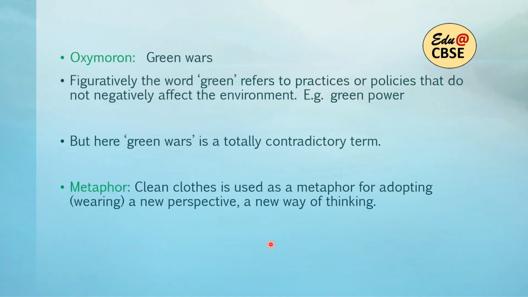Next, oxymoron. Now, green words is an oxymoron. Figuratively, the word green refers to practices or policies that do not negatively affect the environment. For example, green power means safe power, healthy power. But here, when it is written green words, green symbolizes something healthy, something safe, but war is totally opposite. So green words is a totally contradictory term. Now next, metaphor. Clean clothes is used as a metaphor for adopting a new perspective, a new way of thinking.